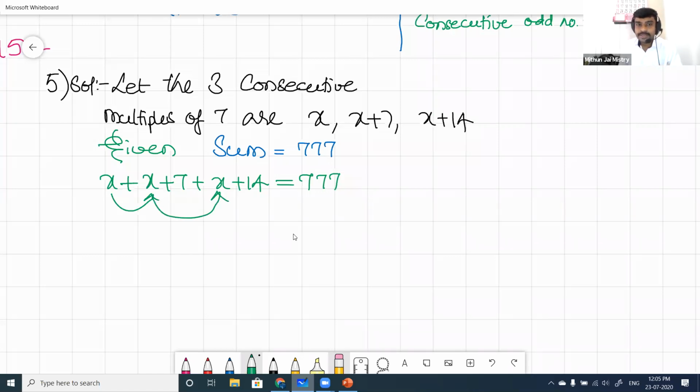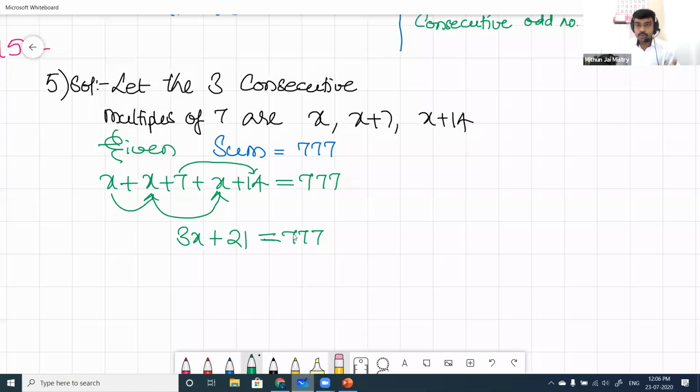So I will get here 3x plus 7 plus 14, it is 21. So what did I do? I have added the like terms, right? x plus x plus x, they all belong to the same family. So I have added and written as 3x, and 7 and 14 are pure numbers. I added them as 21. Now, what should we find actually? We should find the value of x initially so that we can get the 3 consecutive multiples.